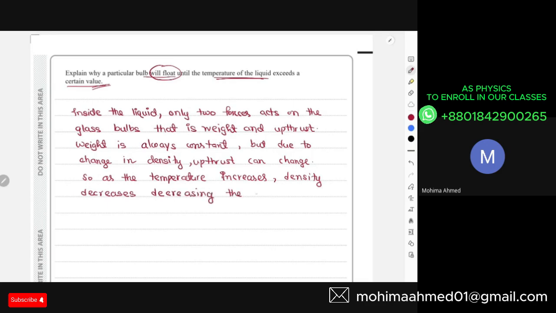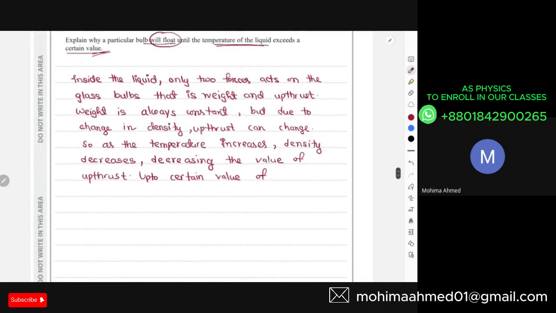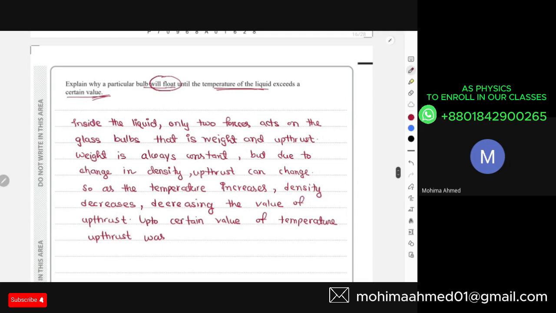Decreasing the value of upthrust. Temperature of the liquid exceeds a certain value. Up to a certain value of temperature, upthrust was, in that case, in order to float, basically, right? They're saying it will float, not that it will move upward, right?